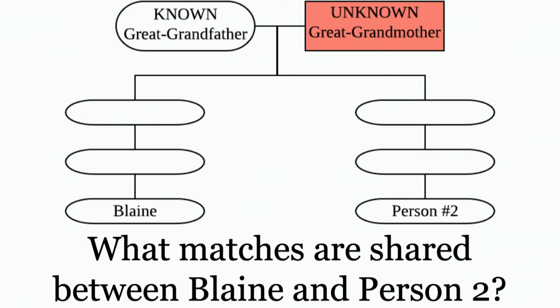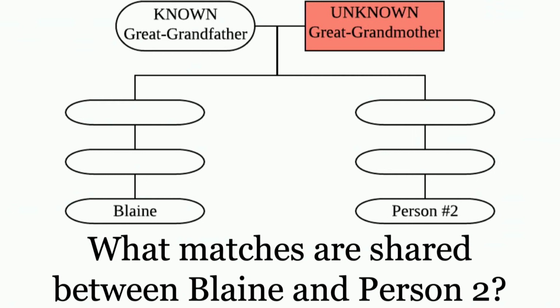And so if I talk about the shared matches between me and this individual, who would be a second cousin here, if I look at the matches I share with that second cousin, where does the DNA in the shared matches come from? The DNA and the shared matches that I share with this second cousin can only come from 2 places. They come from either the known great-grandfather or the unknown great-grandmother.